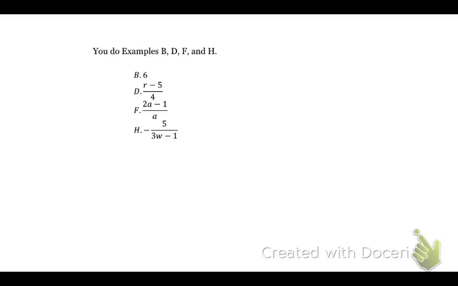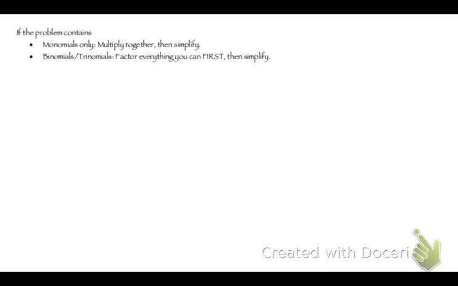Okay, you can do those examples. There's the answers to them. And then let's look at this one. So if a problem contains monomials only, multiply together, then simplify. And if it's binomials and trinomials, factor everything and then simplify. So let's look at this one. We have 6x squared y cubed over 2x squared y squared times 10x cubed y to the 4th over 18y squared. Let's multiply across the top, multiply across the bottom. That's the easiest way to do this that I've found. So you get 60x to the 5th, y to the 7th, over 36x squared, y to the 4th.